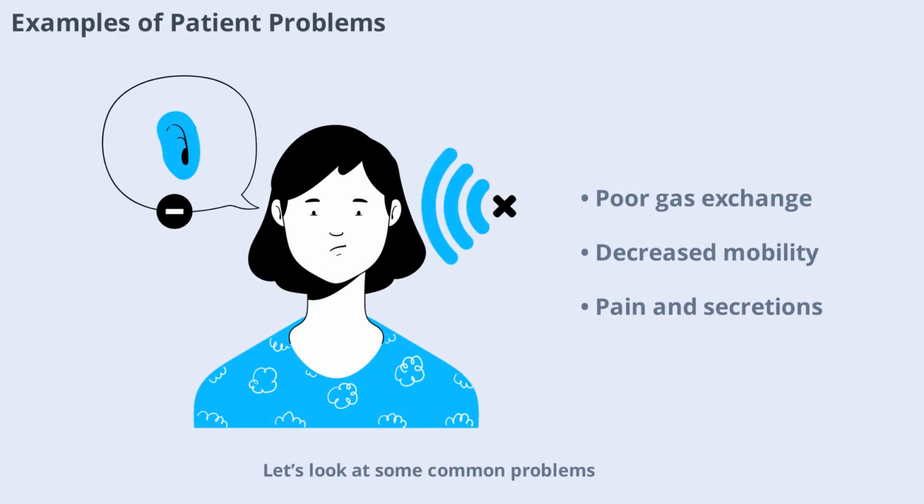Let's look at some common problems addressed by physical therapy in cardiopulmonary patients. These include poor gas exchange, decreased cardiac output, pain, reduced mobility, retained secretions, recurrent infections, dyspnea, and altered cognitive status. Each problem requires a specific approach, and therapists must prioritize based on severity and impact on function.